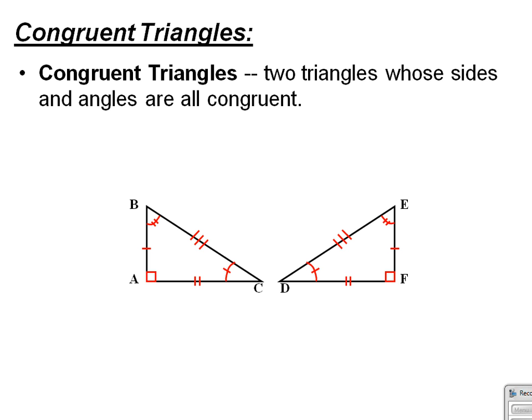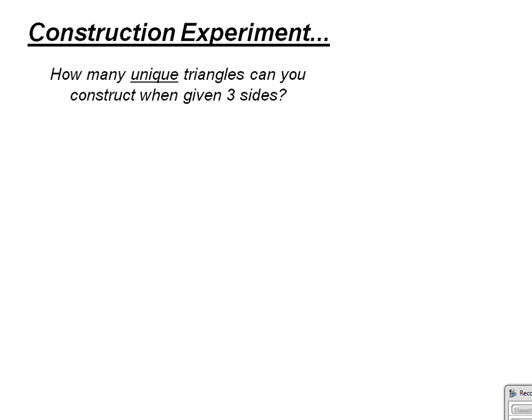And thus far, the definition of congruency depended on knowing that all the angles in a triangle were congruent and all the sides in a triangle were congruent. But now in today's lesson, we're going to find some shortcuts to prove whether or not triangles are indeed congruent. To start off, let's try an experiment.